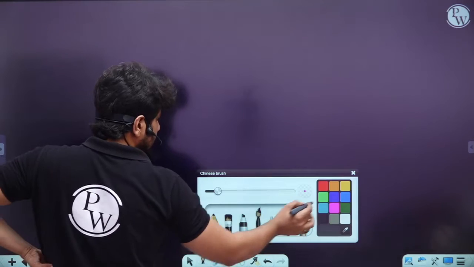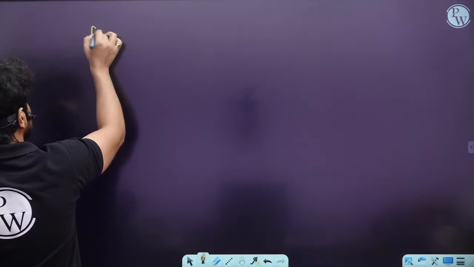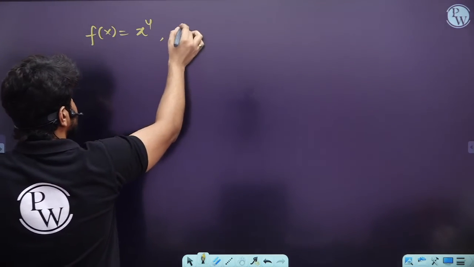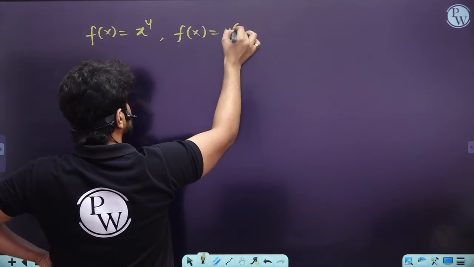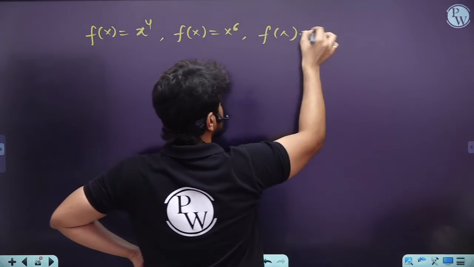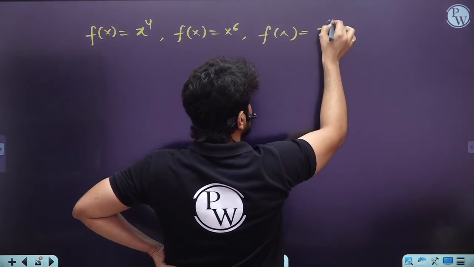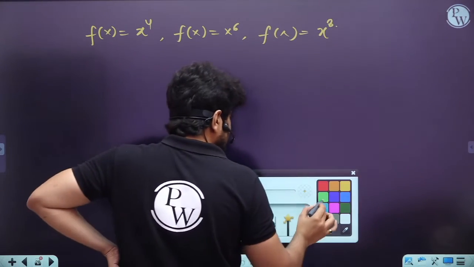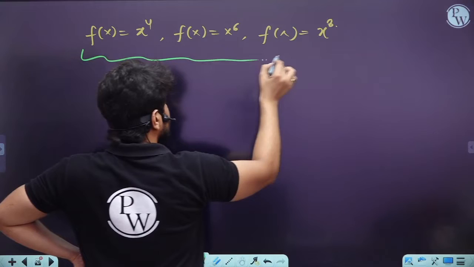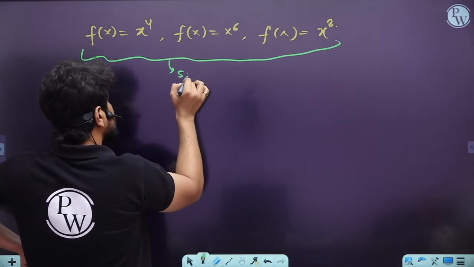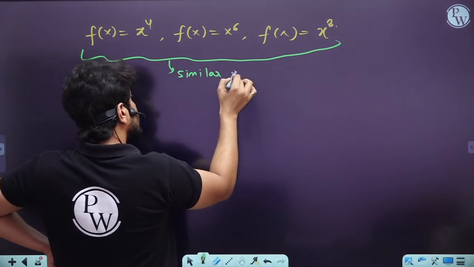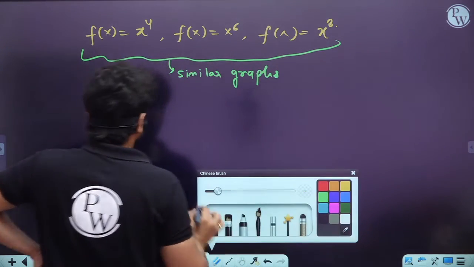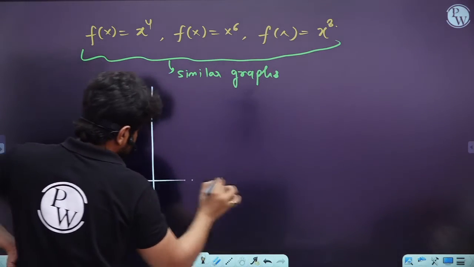In the similar way, the graph of f(x) is equal to x raised to the power 4, the graph of f(x) is equal to x raised to the power 6, the graph of f(x) is equal to x raised to the power 8. Okay, all of their graph will be very similar graph. They have similar, I'm not saying exact same graph, they have similar graph. See, you should have understanding about graph. That's very, very important.